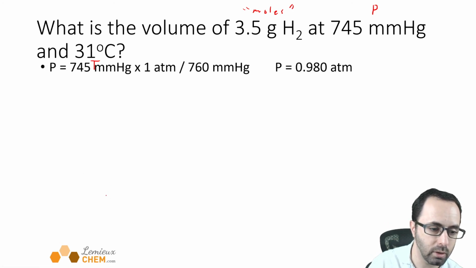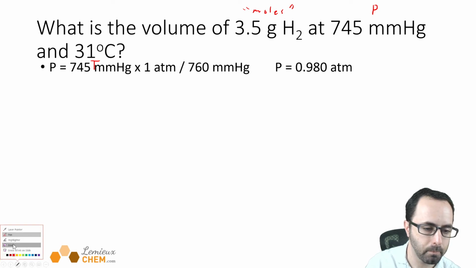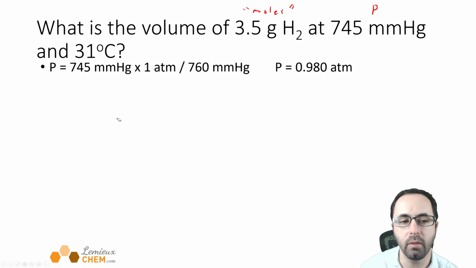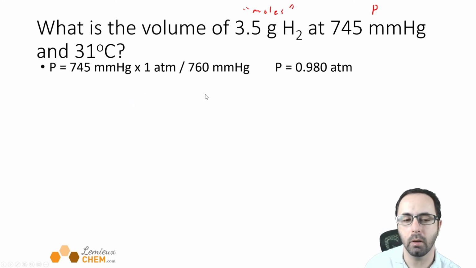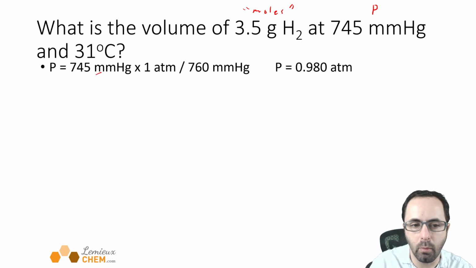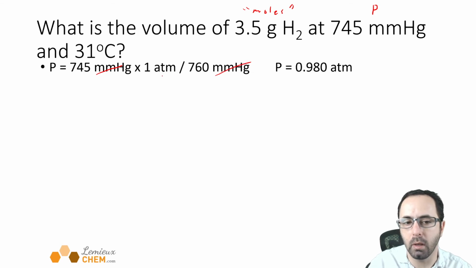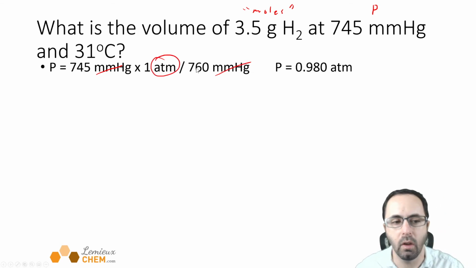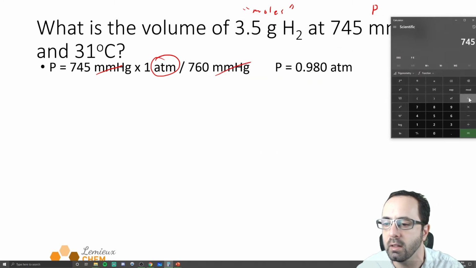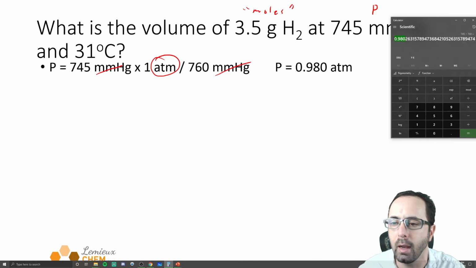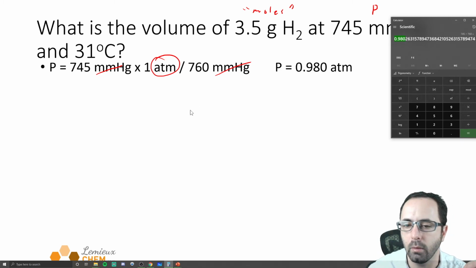So our pressure here is 745 millimeters mercury, but 1 atmosphere is 760 millimeters mercury. So we're putting the millimeters mercury here on the bottom so that they will cancel. And so we're going to be dividing by this, and we're going to get atmospheres. So we're going to have 745 divided by 760. And that is going to give us 0.98, and the unit will be atmospheres. So we've got pressure in atmospheres now. Great.